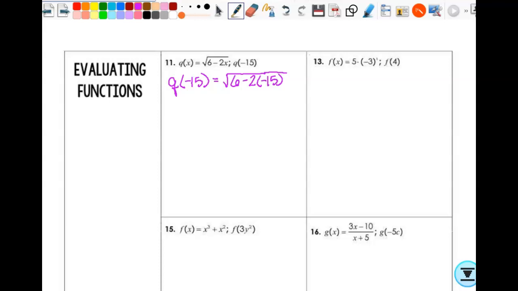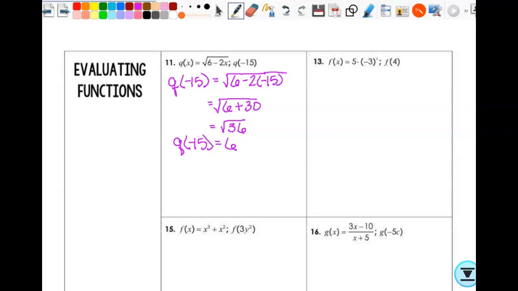When you're in calculus, sometimes you can stop there and you're done. Either way, that at least shows your process, so if you multiply wrong or something, you don't get it totally wrong. Then we can clean it up a little bit. It's going to give me the square root of 6, and then negative times negative is positive, so it'll be plus 30. So that's the square root of 36. So q of negative 15 is 6. Should it be plus or minus 6?